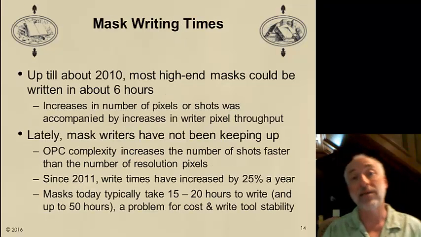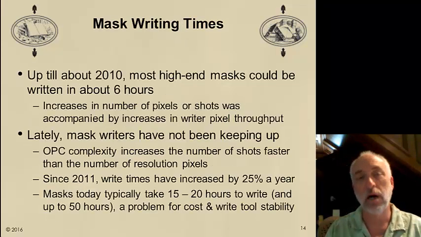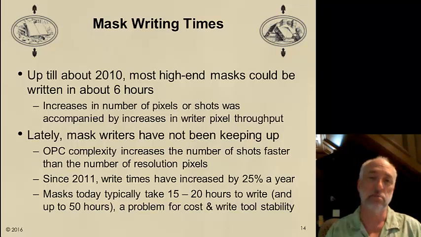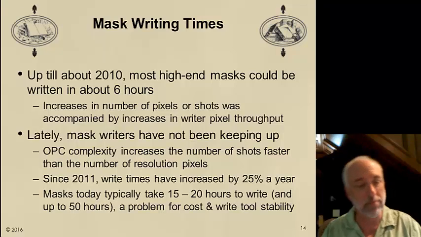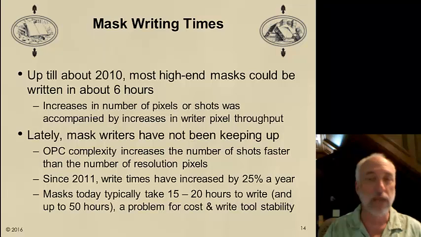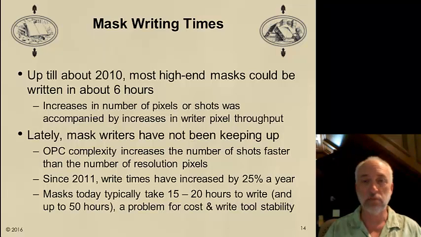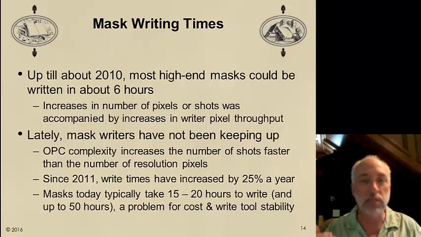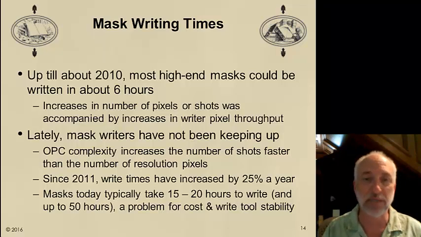And this has had its impacts on mask writing. Up until about 2010, we could write a high-end mask in about 6 hours. Every time we increased the number of pixels by making the resolution smaller, we had more pixels to write, or in the case of shots, more shots to write. We've been able to increase the writer pixel throughput accordingly so that we kept the time it took to write a high-end mask at about 6 hours.